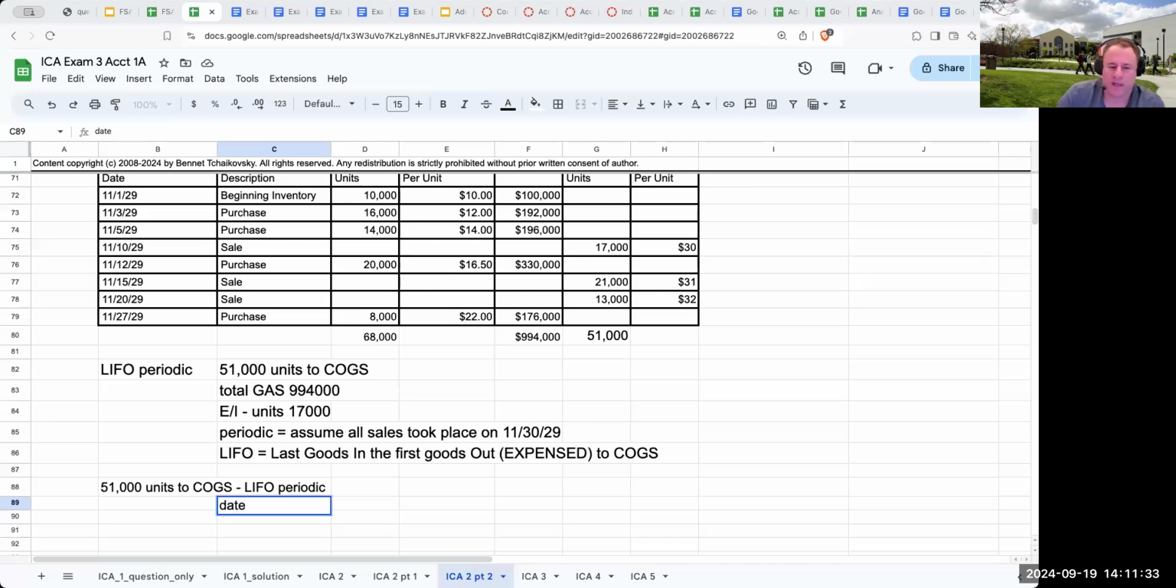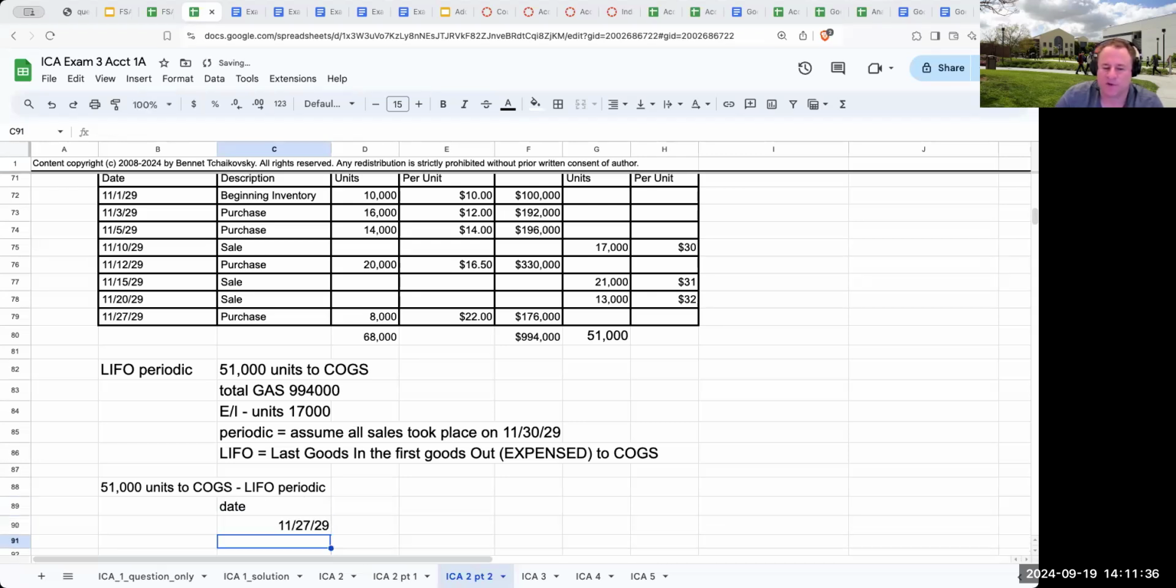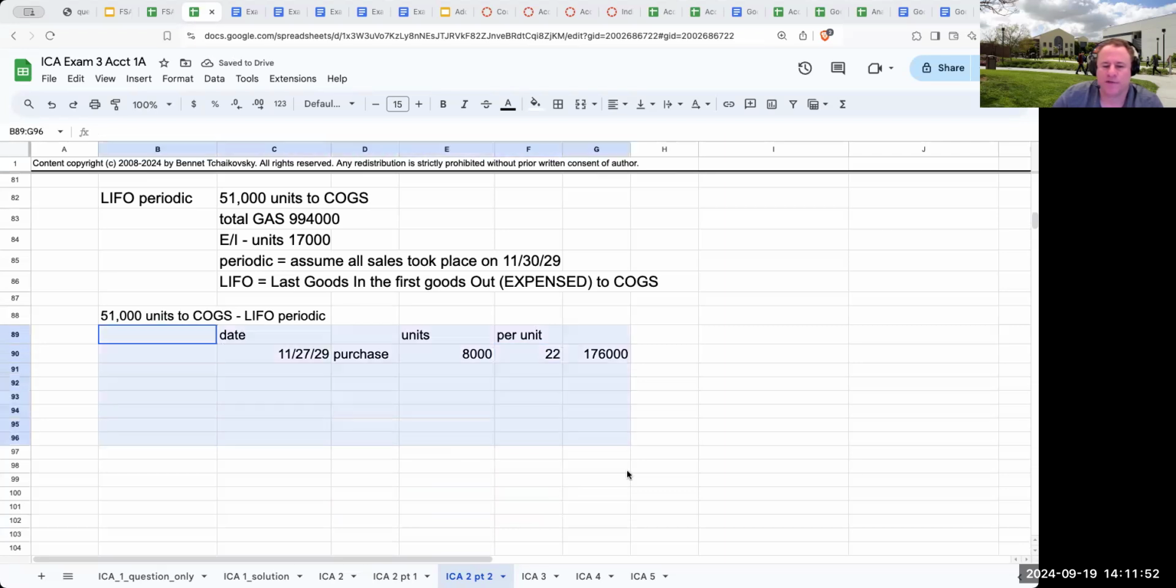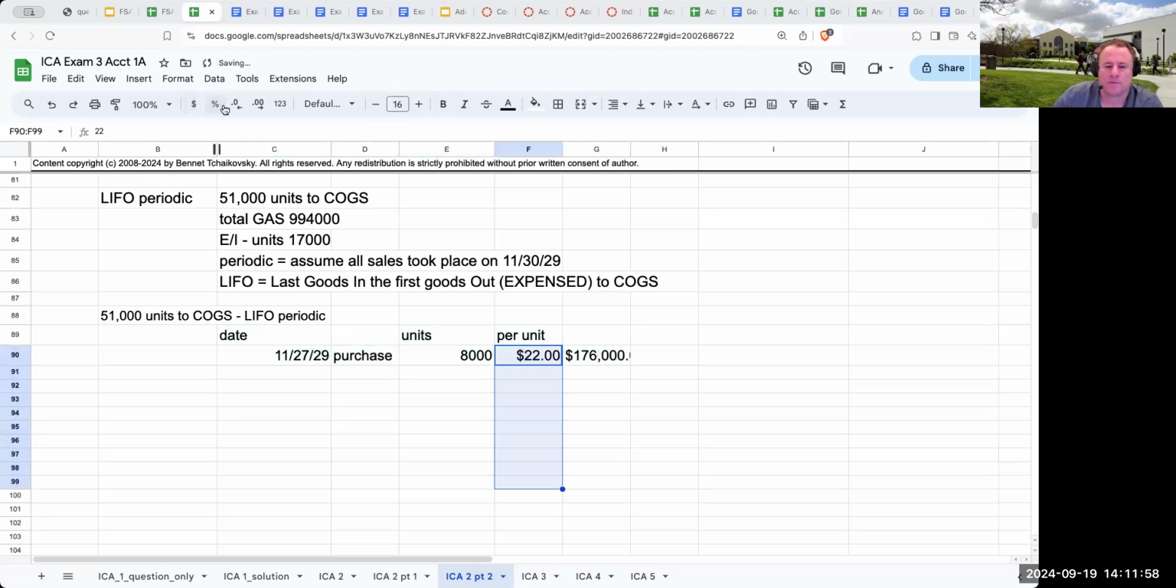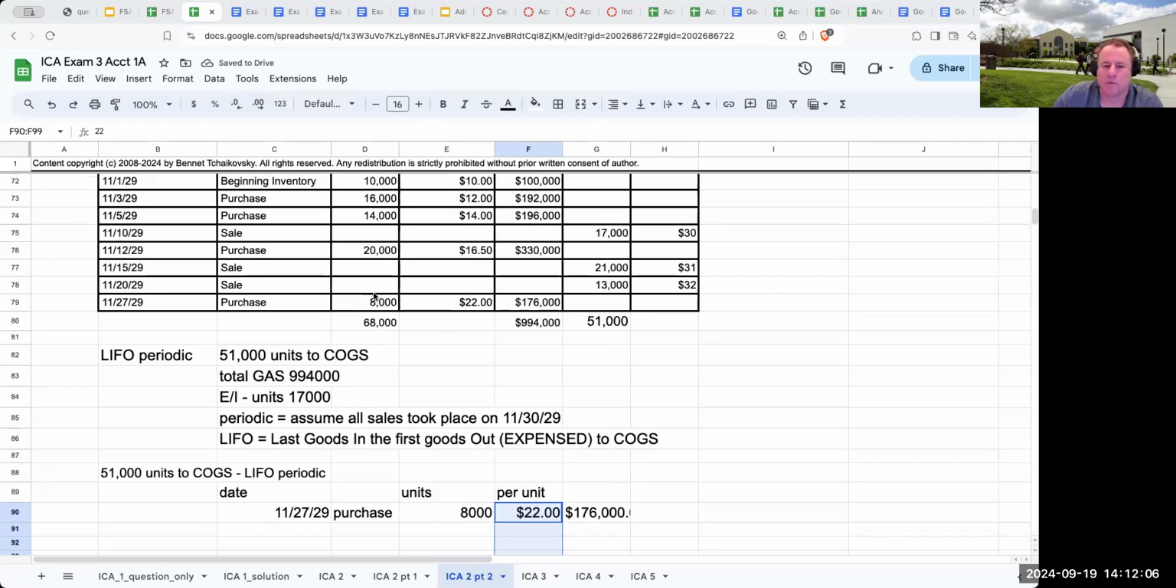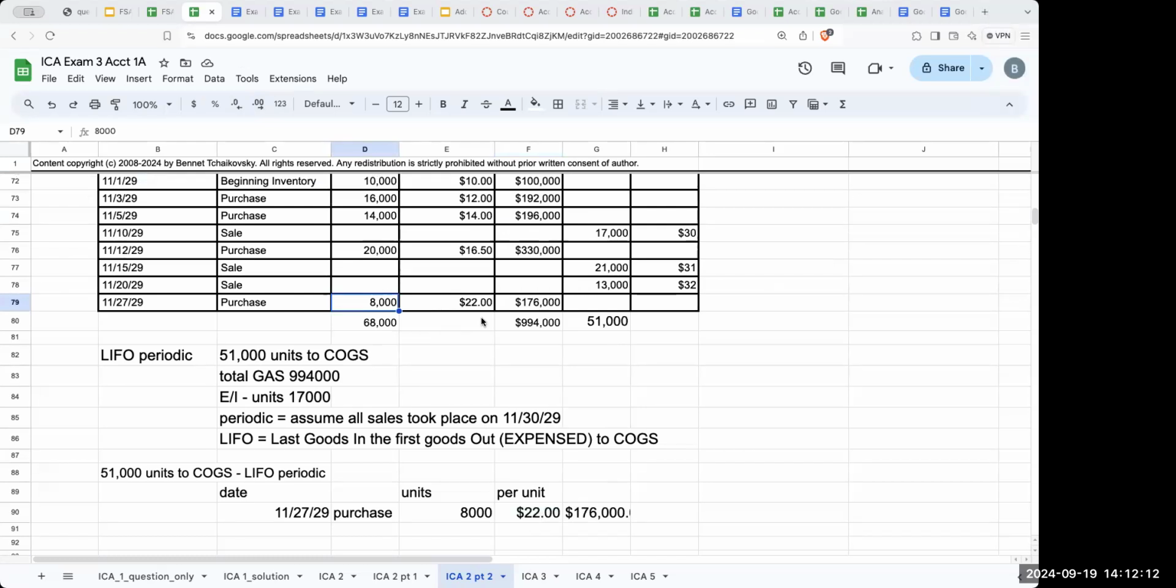So my date over here is going to be 11/27/29. This was a purchase of 8,000 units at 22 per unit. When I multiply this through, this is going to give me 176. Okay, once I take these 8,000 units, I have to ask myself the question, am I done yet?